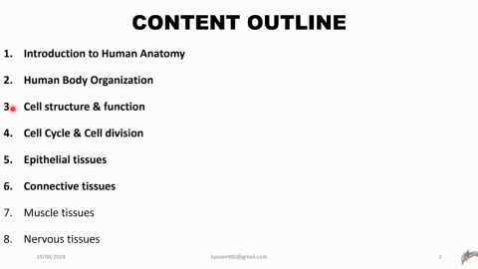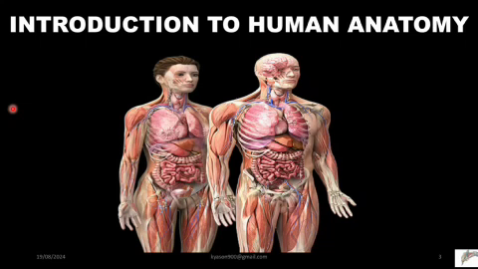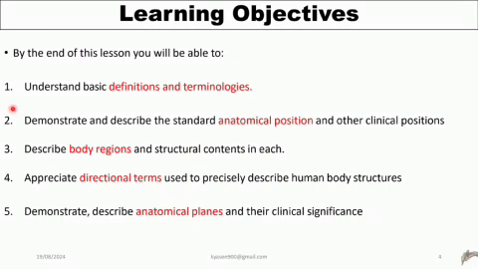All right. So we are going to start with the basic introduction to the human body. And of course, this is what we are going to be covering under that chapter. Number 1, the basic definitions and terminologies. We are going to describe the meaning of the term anatomical position and other clinical positions, plus their indications. We are going to look at the body regions, the directional terminologies, and the anatomical planes. So these subtopics are intended to give you a basic understanding of the human body.